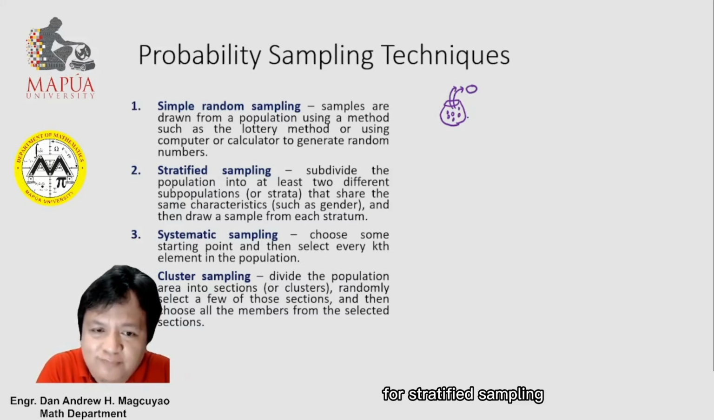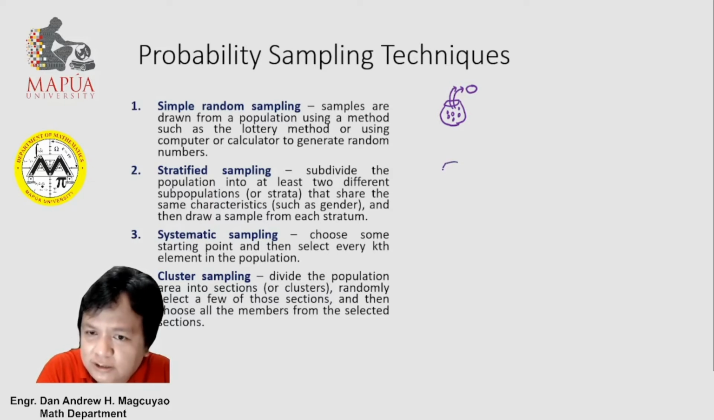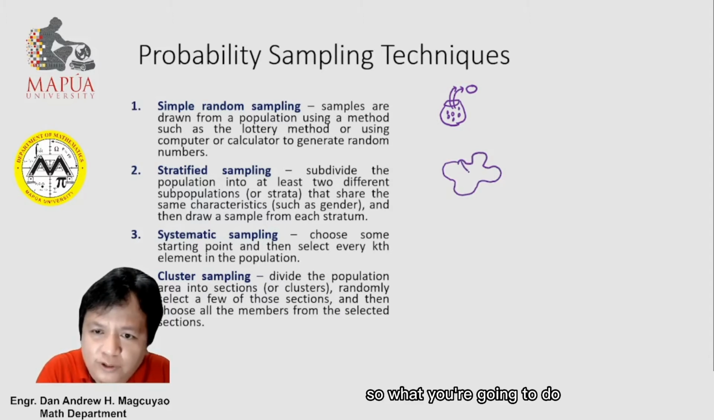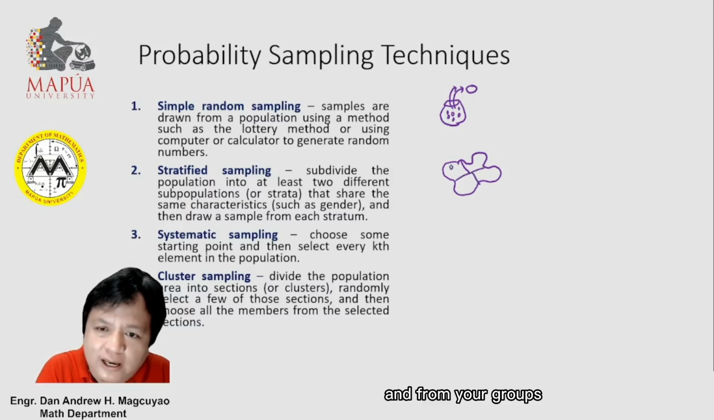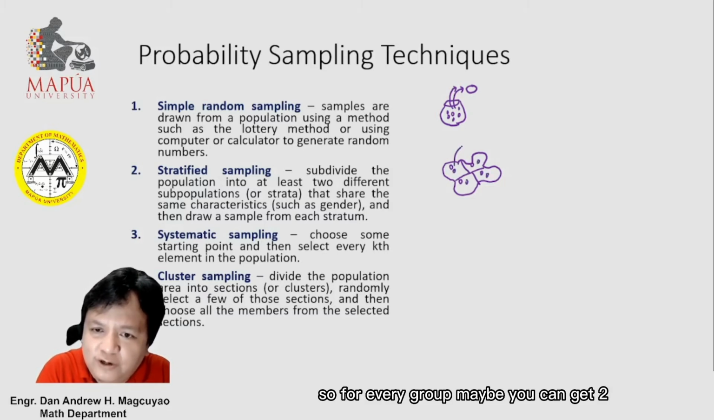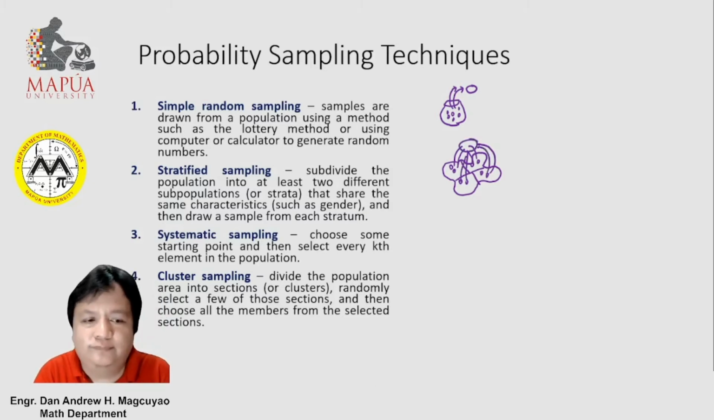For stratified sampling, you subdivide your population into at least two different subpopulations or strata. So let's have this as your population. What you're going to do is to divide your population into different groups. And from your groups, you're going to get representatives. So for every group, maybe you can get two. And this would represent your sample.